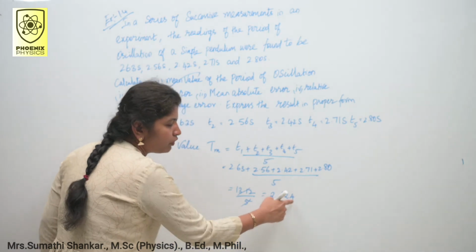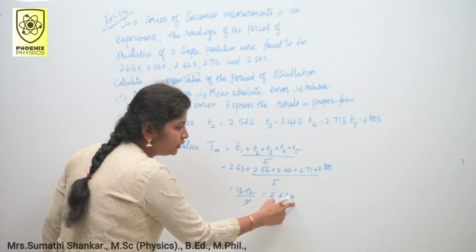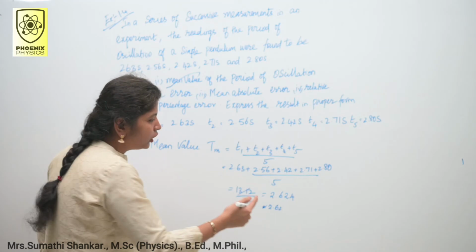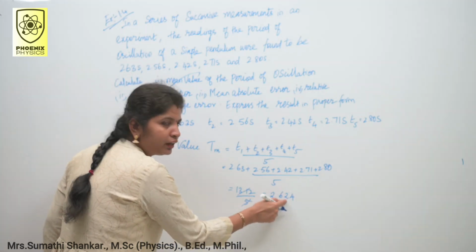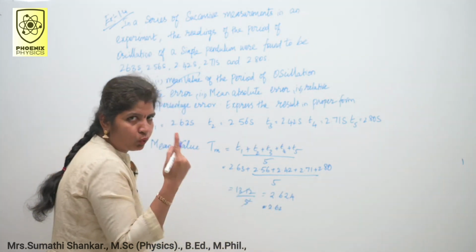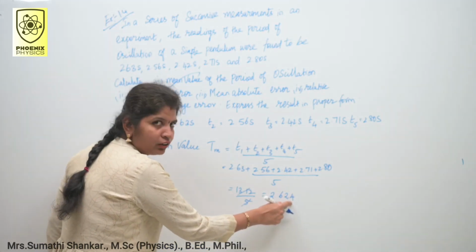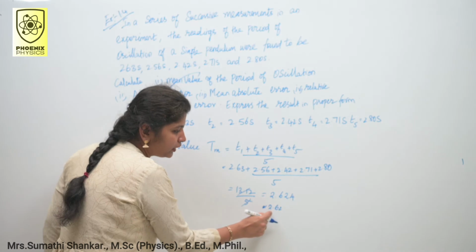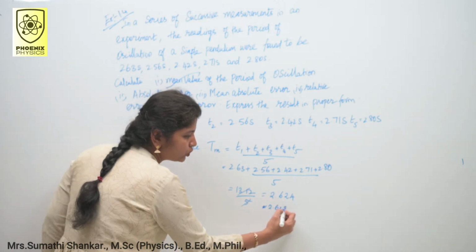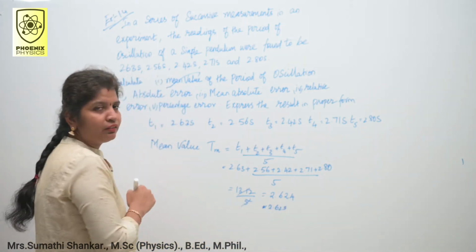If the third decimal is 5 and above, then you round off the second decimal by adding 1. Here it is less than 5, so you simply take it as 2.62 second. So this is our Tm value.